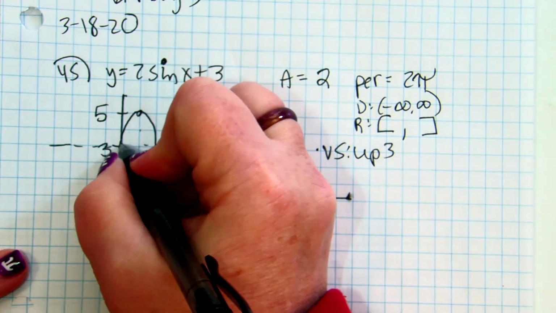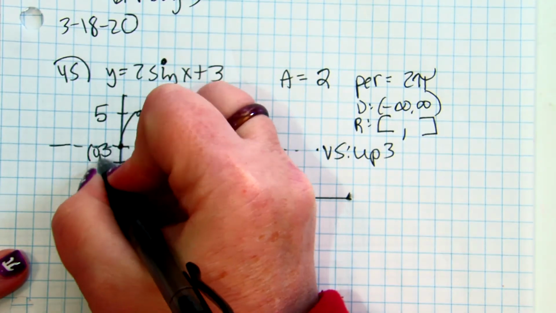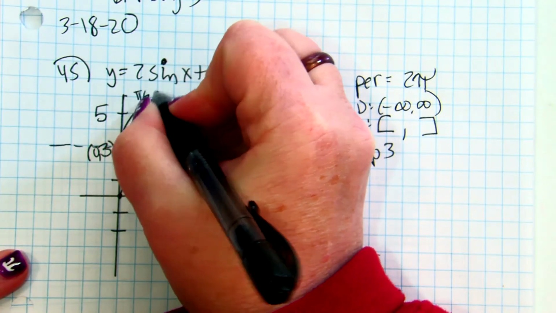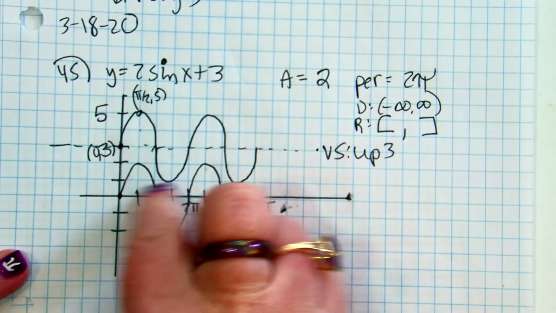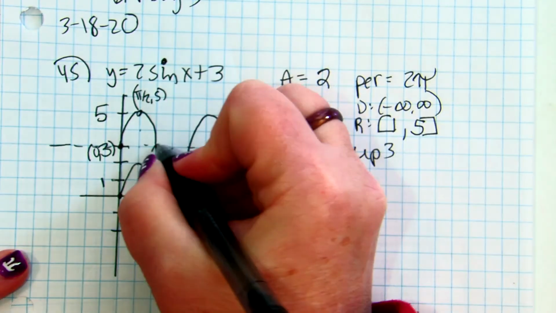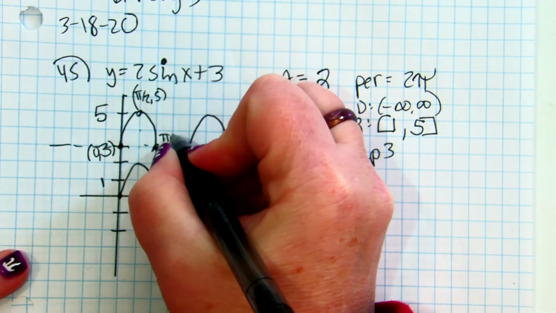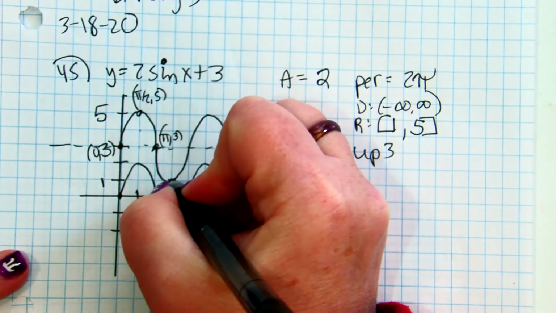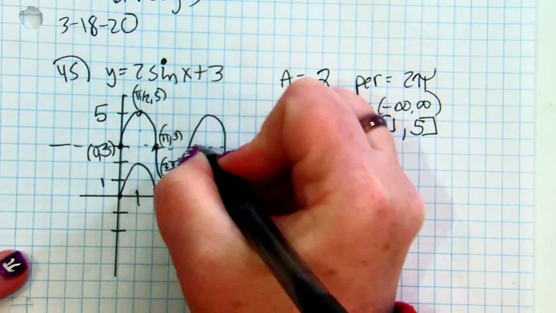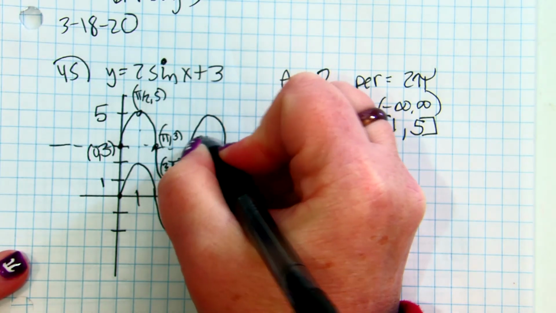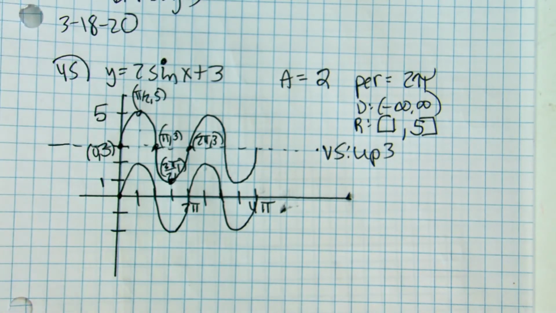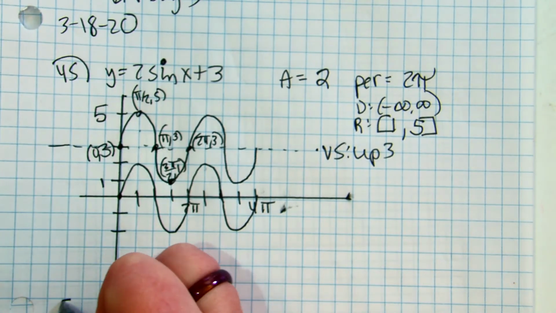We have to write our points. So this is 0, 3. This is pi over 2, 5. Our graph goes from 1 to 5. This is pi, 3. This is 3 pi over 2, 1. And this is 2 pi, 3, our 5 critical points of our graph. So that's number 45.